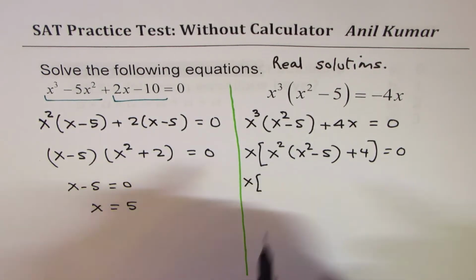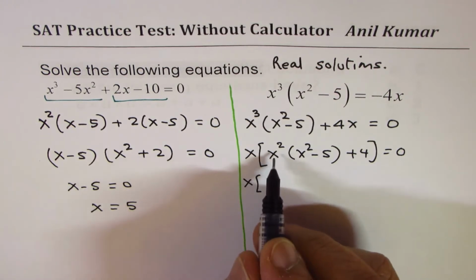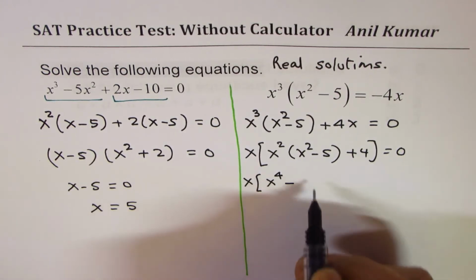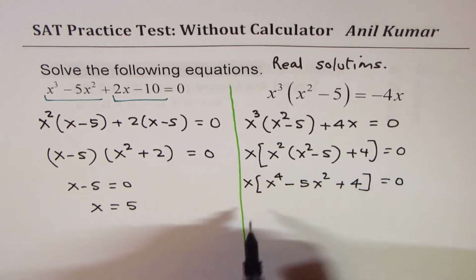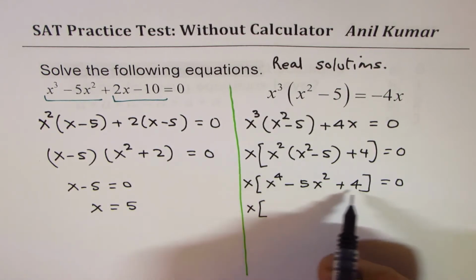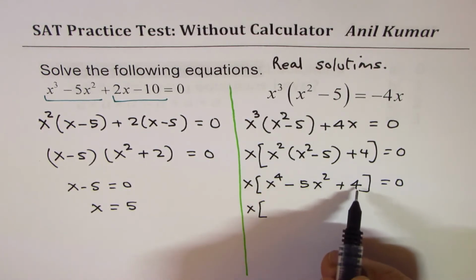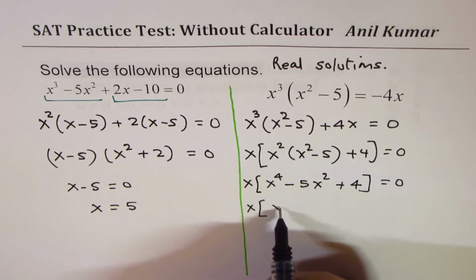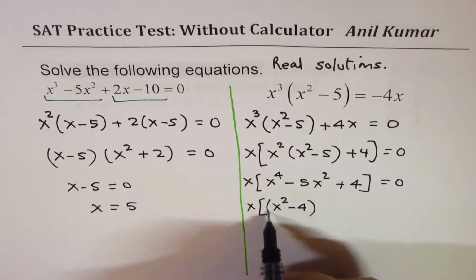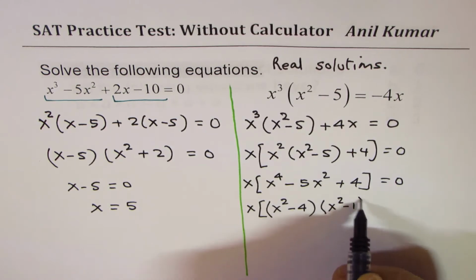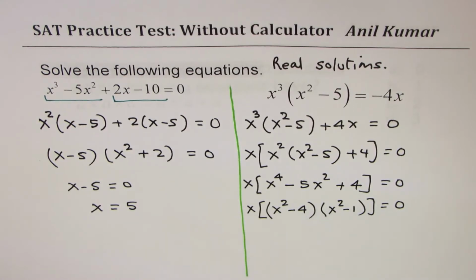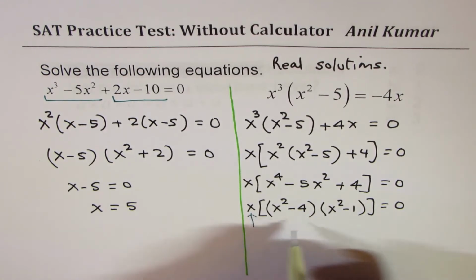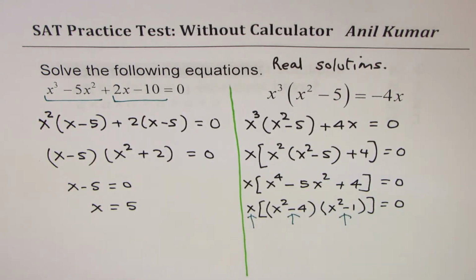Now let's work on the inside term. We have one factor. This time we will open it now. So we get x to the power of 4 minus 5x squared plus 4 equal to 0. Now this is like a quadratic equation with product 4, sum of minus 5. I could write this as (x squared minus 4) times (x squared minus 1), right, equals 0. So that gives us a lot of solutions, correct? Now we have a solution because of this x, we have a solution because of that, and because of this.